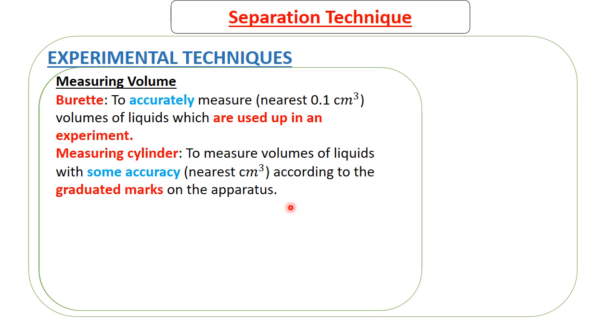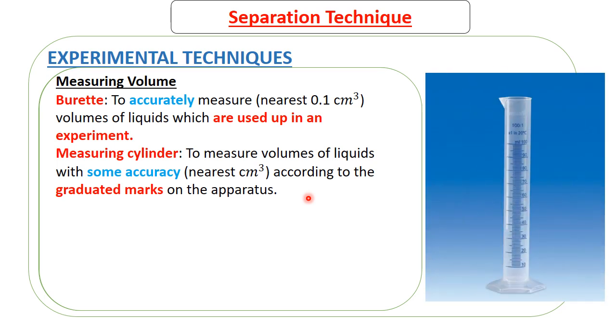Then we've got a measuring cylinder. So a measuring cylinder is used to measure volumes of liquids with some accuracy. By some accuracy, it means not that accurate as compared to these others. So this is to the nearest centimeter cubed. Nearest centimeter cubed, it means 1 centimeter cubed. It can't go below 1 centimeter cubed, meaning that the Buret is more accurate as compared to the measuring cylinder. So the measuring cylinder is used to measure volumes of liquid with some accuracy according to the graduated marks on the apparatus. So the keywords here are, of course, some accuracy, and graduated marks, which are used to determine accuracy. So this is how a measuring cylinder looks like.